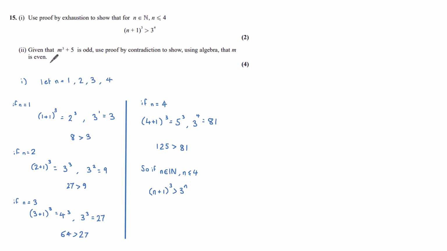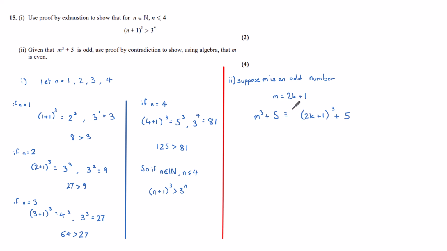Part II, given that m^3 + 5 is odd, use proof by contradiction to show, using algebra, that m is even. If we suppose m is an odd number, then we can write m to be 2k + 1, where k is an integer. Now we want to substitute this 2k + 1 for m in m^3 + 5. And so m^3 + 5 would be equivalent to (2k+1)^3 + 5.